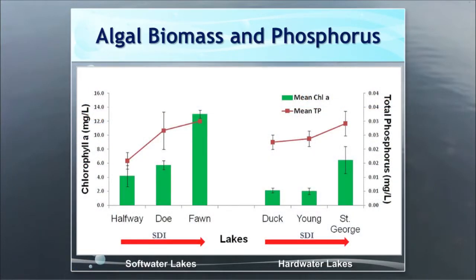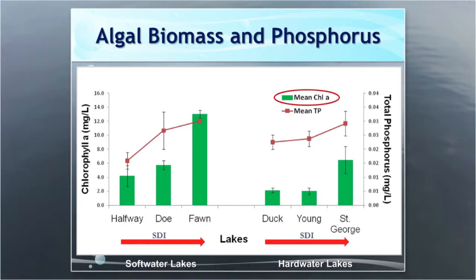So here we can see the soft water lakes, which are here, and the hard water lakes over here. Going along the direction of shoreline development, you can see that as chlorophyll increases, which is represented by the green bars, you have a general pattern of increasing phosphorus. This makes sense because we know that typically algae are limited by the amount of phosphorus available in lakes, so we're not surprised to see a corresponding correlation with phosphorus. But even though this trend is evident, it really wasn't statistically significant when looking at the direct relationship between phosphorus and chlorophyll.